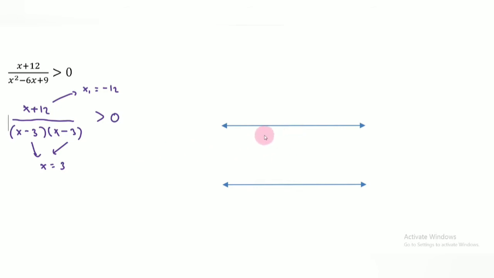So now let's just put all of the borders here, negative 12, and this is 3. Okay, so obviously from the denominator, we have to use an open circle. But from the numerator, it depends on the inequality sign. If there is no equal sign, it means we also use an open circle, because negative 12 cannot be your solution. So now let's just test the areas. So we have 1, 2, 3 areas.